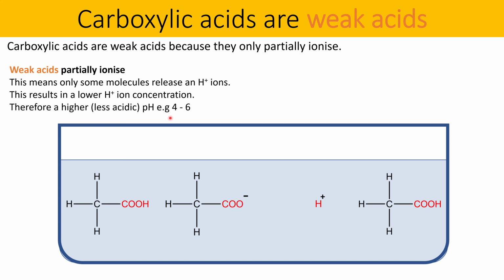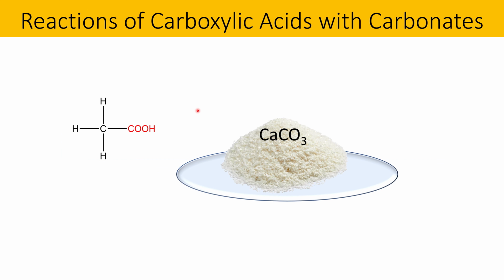So carboxylic acids don't tend to have low pHs like strong acids would. They have pHs that are closer to neutral, so 4 to 6, getting closer to that 7. So they're not as strong, they're not as corrosive, they're not going to be as good at necessarily neutralising things.